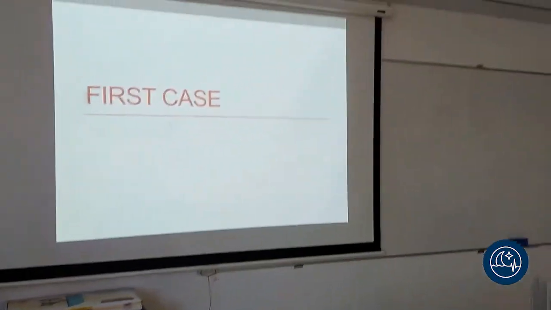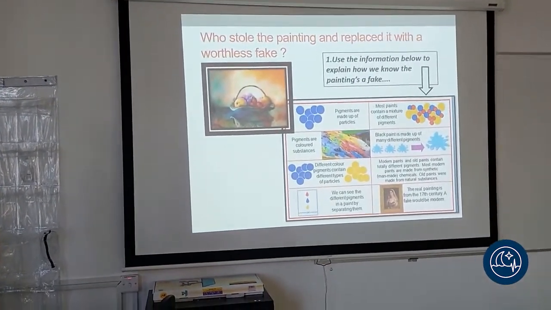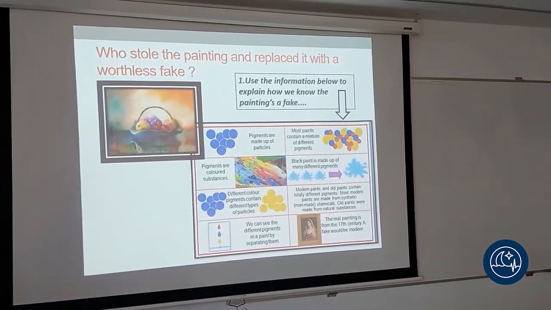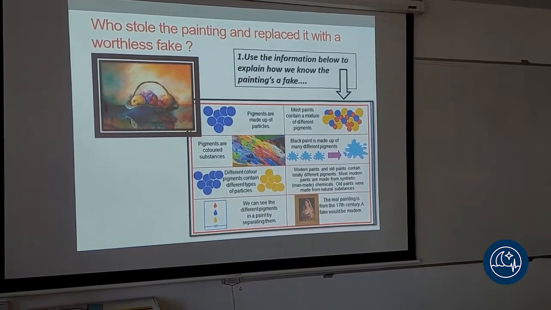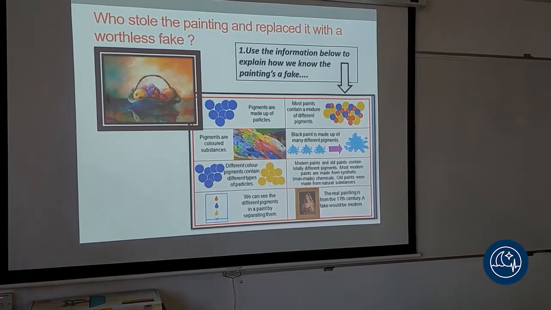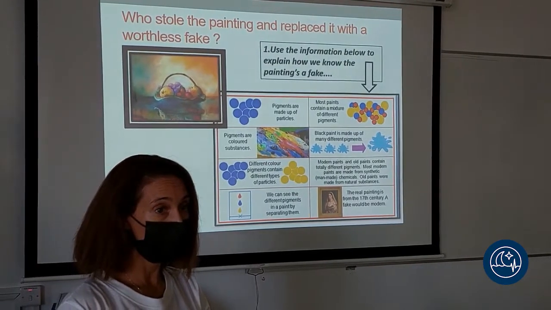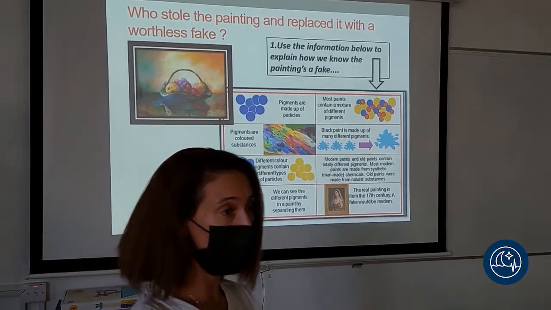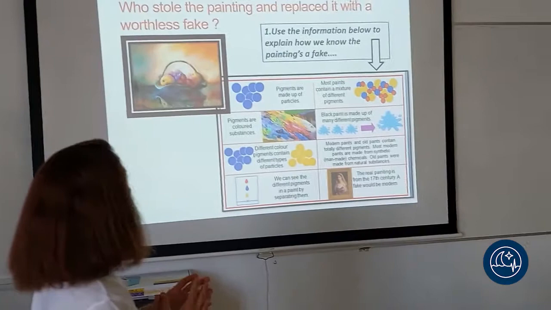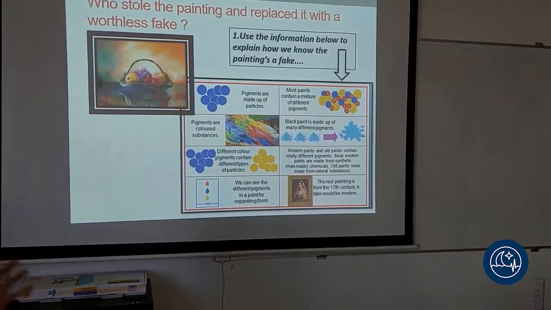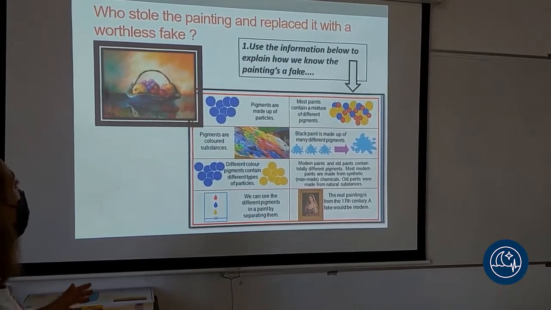First case, guys, that we're going to talk about before we carry out the experiment: imagine there was a very expensive painting that was stolen, and it was replaced by a fake. Can you tell me how I can find out whether the painting's a fake or whether it was a very old, expensive painting? So imagine I walk into my museum and I see a painting in front of me, and it's not the original, it's a fake. I'm sure it's a fake. How do I find out whether I'm right or wrong?